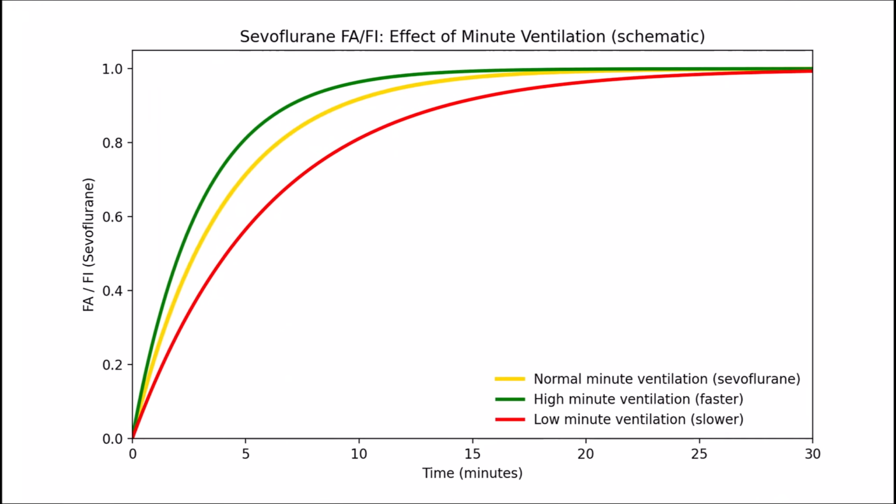Other things impact the shape of the curve. Again, this is sevoflurane, the yellow line. Minute ventilation is the respiratory rate times the tidal volume over time. That's 1 minute. With higher minute ventilation, as evidenced by the green line, the volatile anesthetic achieves adequate depth of anesthesia quicker. With low minute ventilation, the red line, adequate depth of anesthesia is slower. So faster, deeper breaths, patient goes asleep quicker.